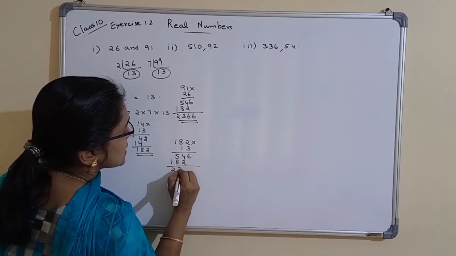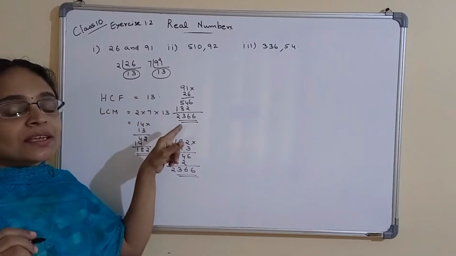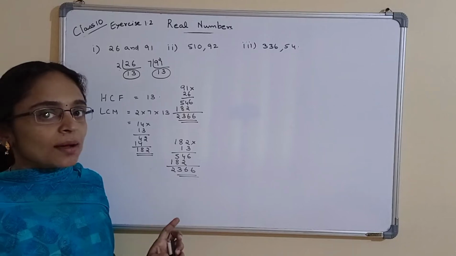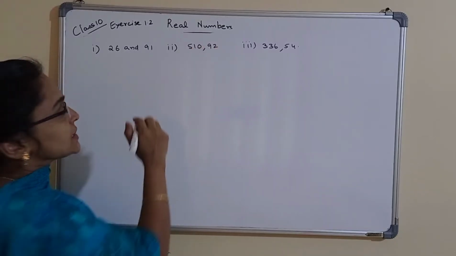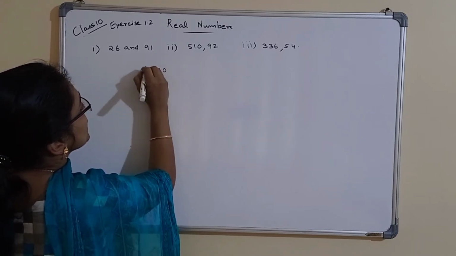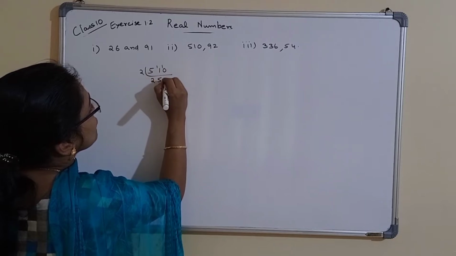So we will get this as 2366 again. So LCM into HCF is equal to the product of the numbers. Okay. LCM and HCF of 51 and 92. So we can factorize this. We will get 2, then 2, 5, 5.